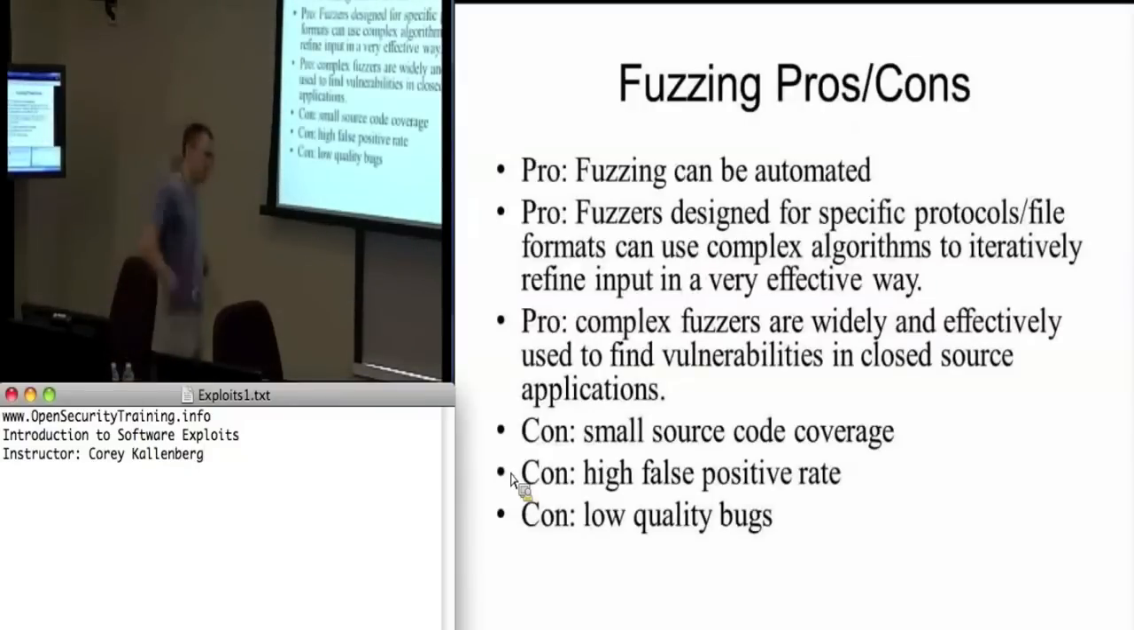So, there are pros and cons to fuzzing. The biggest pro of fuzzing is that it can be automated, okay? You're programming a computer to do all the hard work for you. You can go and have a drink with your friends all weekend while your computer is crunching away and your power bill is going through the roof to find these bugs. You can design them for specific document formats, specific protocols, and they can vary things mathematically, go through and iterate over all the corner cases of the protocol, and that's often pretty effective at finding vulnerabilities.